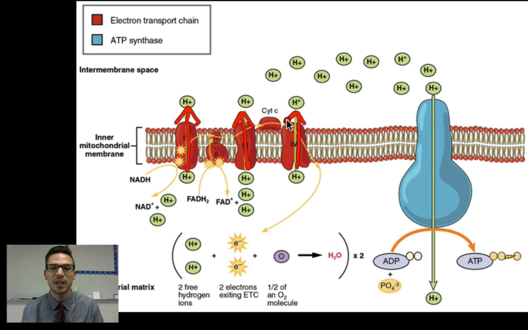So think of this as like a dam. If you were to take a dam and put all water on one side, you're building up a lot of potential energy. That water is going to want to flow down to the other side. Well, we're doing the same thing here. We're using the electrons to pump positively charged hydrogen ions to one side so that we're building up this potential energy, because remember, things want to go from high to low concentration.